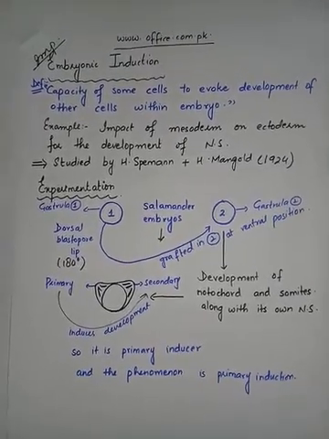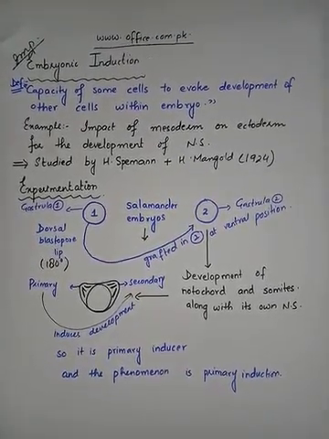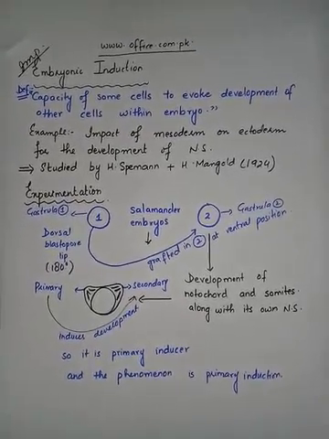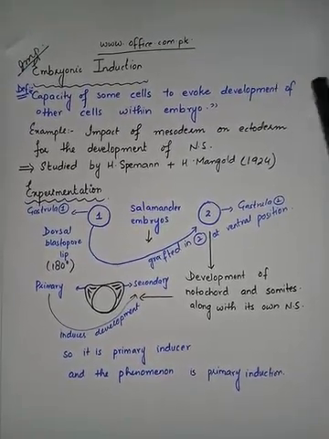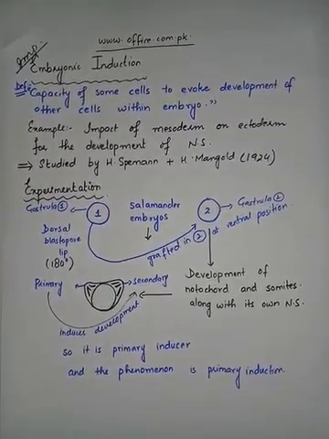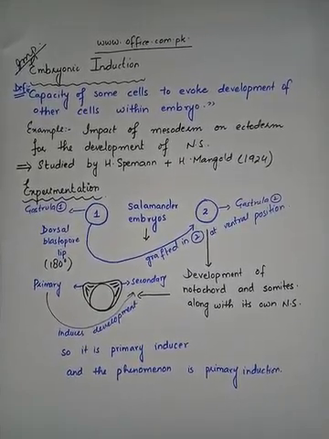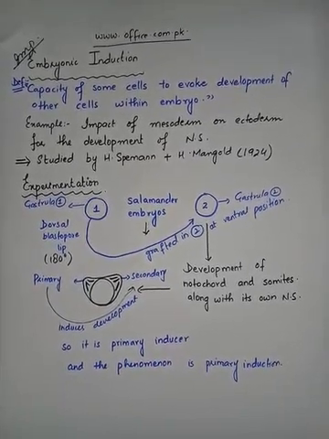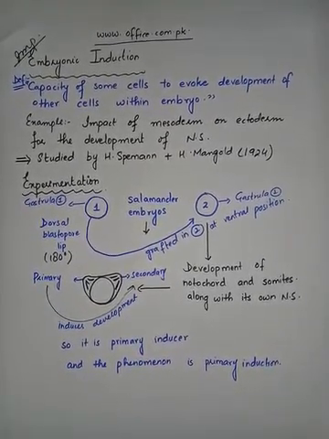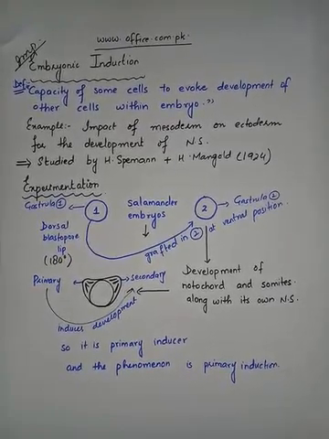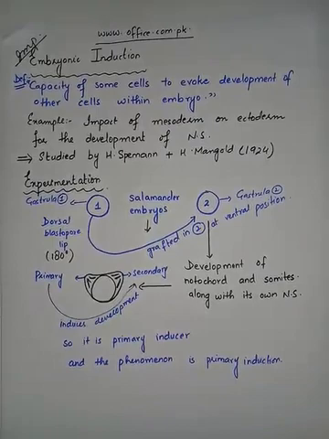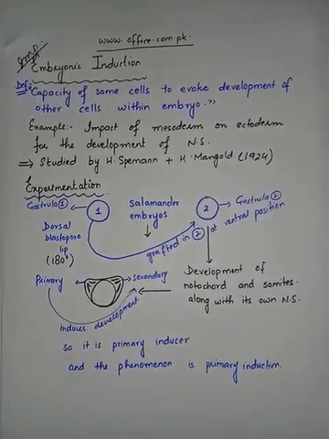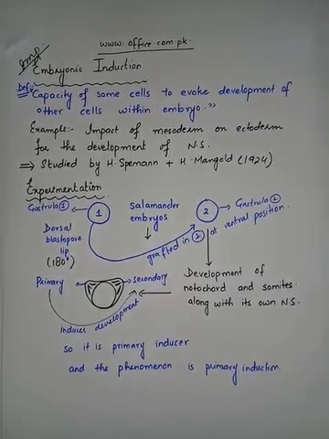So, embryonic induction means the capacity of some cells present in the embryo to invoke or start the development of other cells. Means, they push or force the other cells to become or form certain organs. Such capacity and such process is known as embryonic induction. This whole phenomenon takes place within the embryonic cells, and one layer of cells affects the other layer to form the specific organ or organ system.